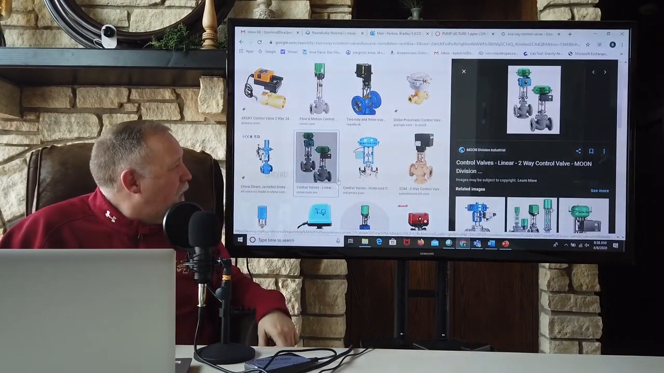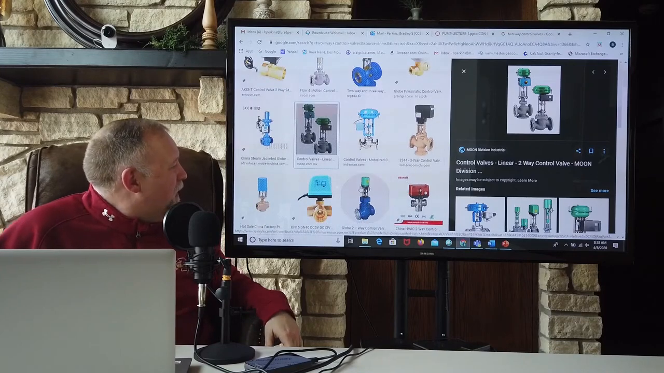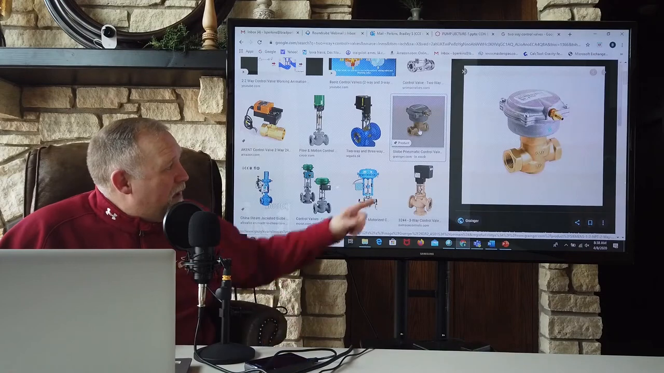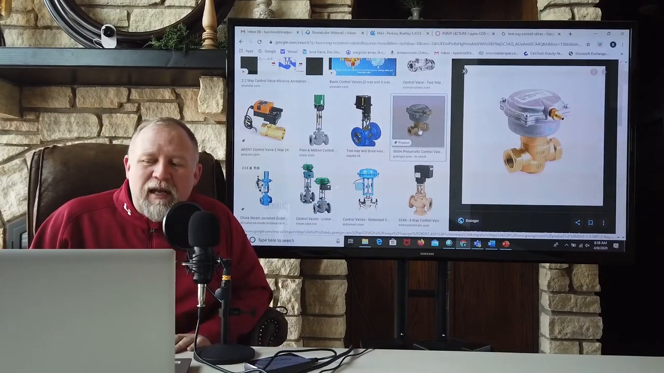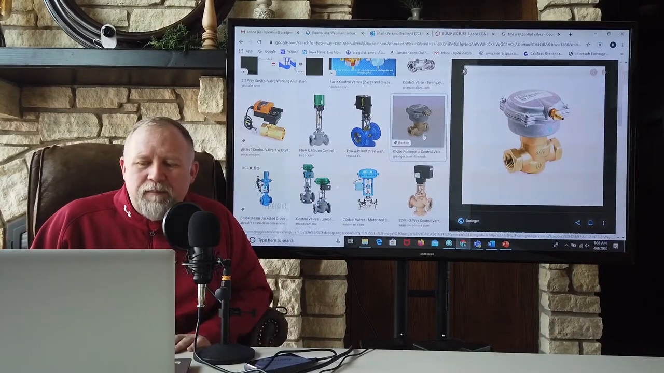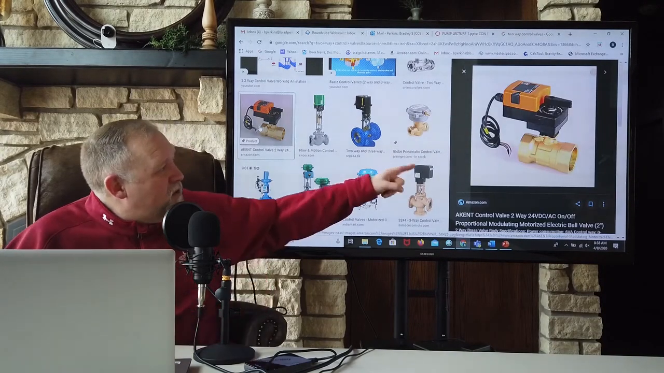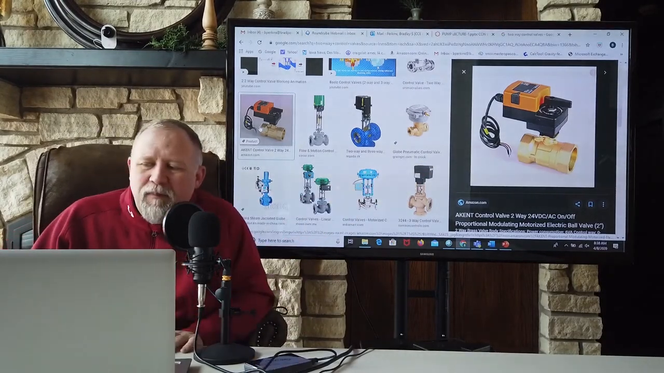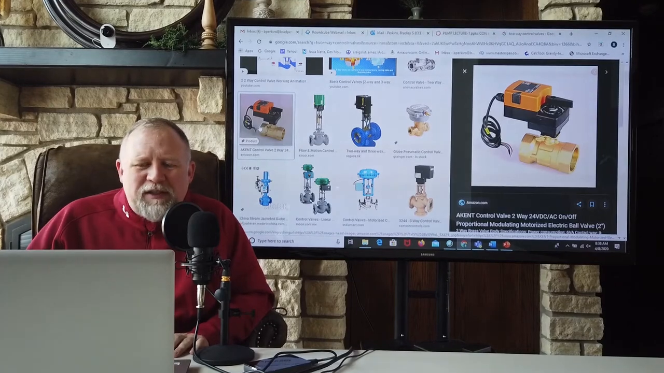Here is a very small two-way valve, like you might find on an individual fin tube unit, or maybe a small terminal air box. This one and this one, these are both small sizes. That pipe happens to be 3/4 inch diameter. In other words, it's pretty small stuff.